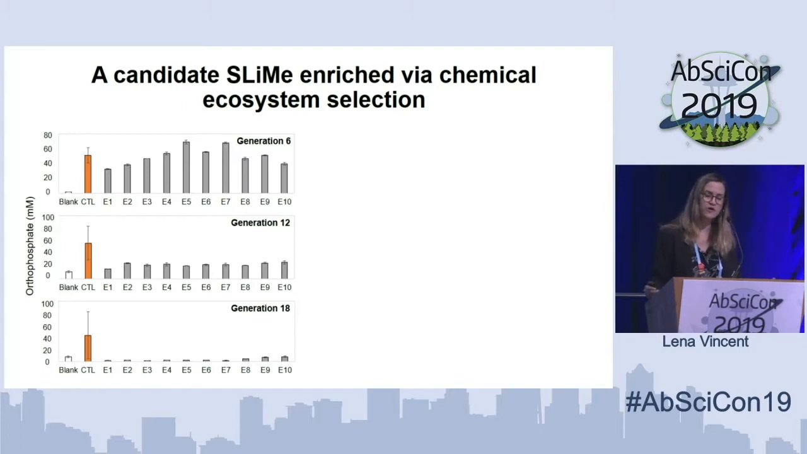So we can use simple colorimetric assays to measure the amount of free inorganic phosphate that's released from the hydrolysis of that ATP molecule and track how that changes over time as we keep selecting. What we see on the y-axis are different lineages. The gray bars are 10 independent lineages that were set up in the same way with the same ingredients, but propagated independently of each other.